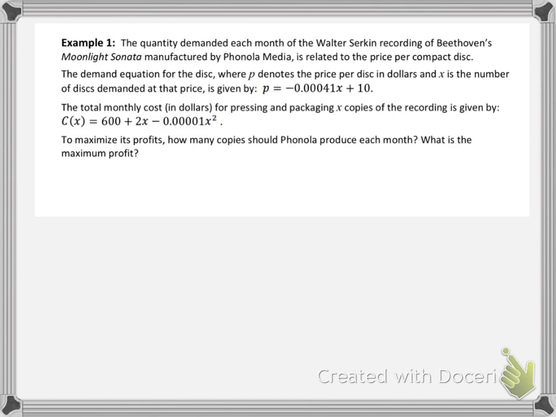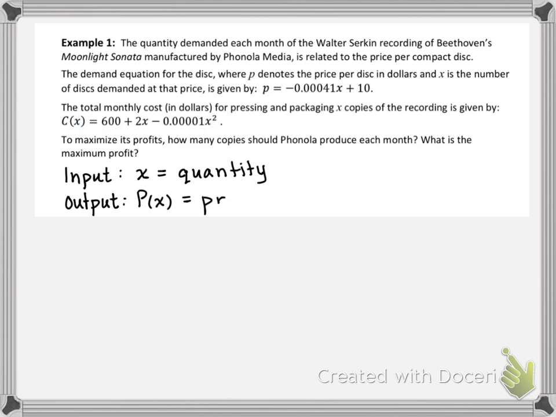So in this case, we'll start with input. What does x represent in this case? Number of discs. Yeah, so quantity. And then I want my output to be profit. So P of X. Be very careful with the P's here, because lowercase p represents price, uppercase P represents profit. Just be really careful that you know which is which.